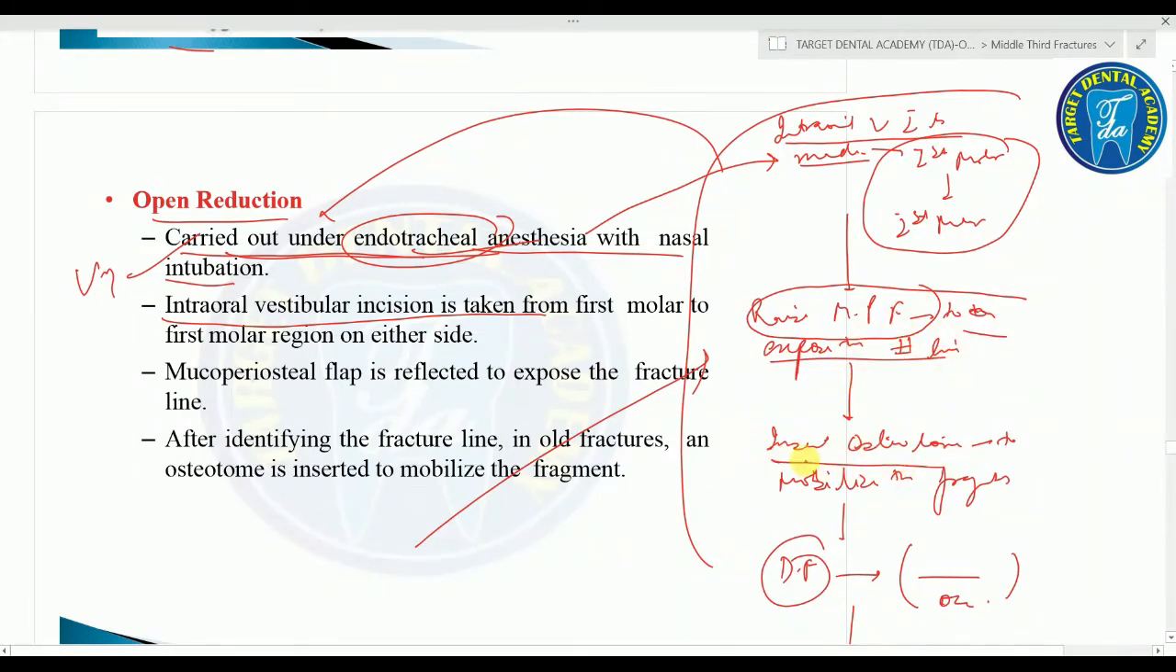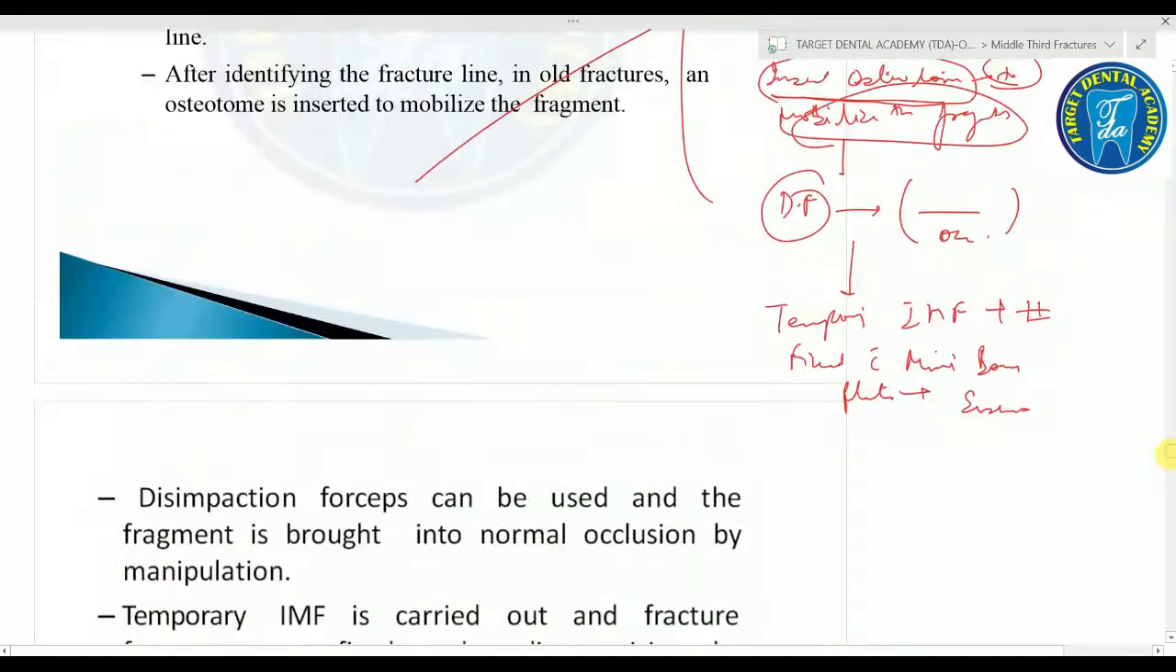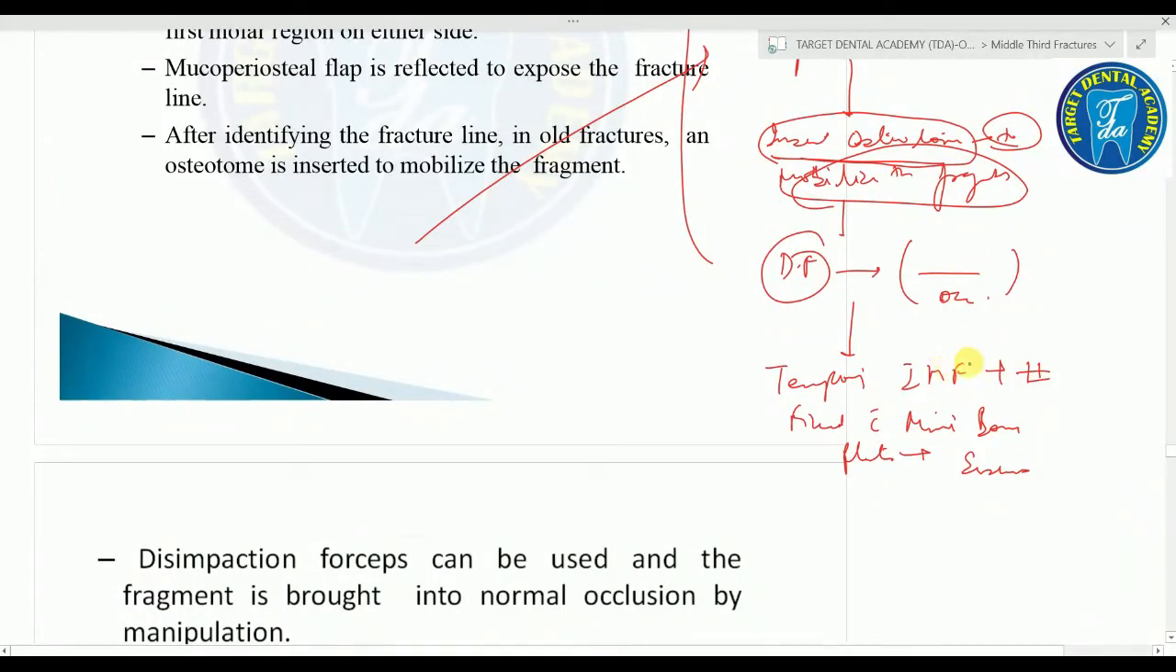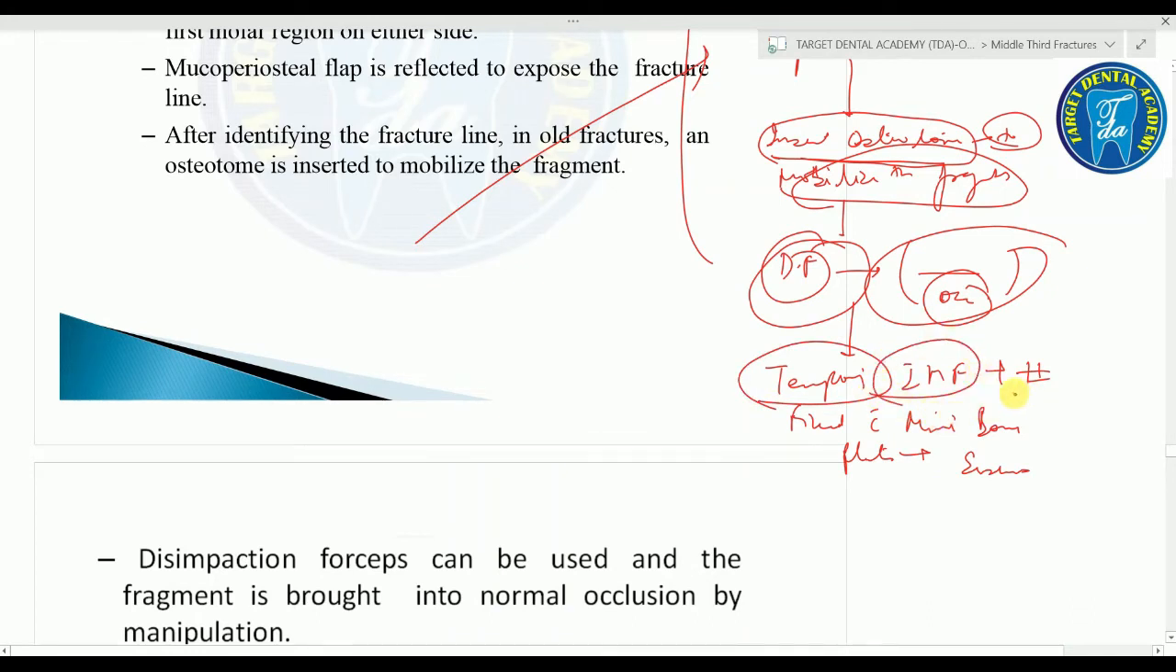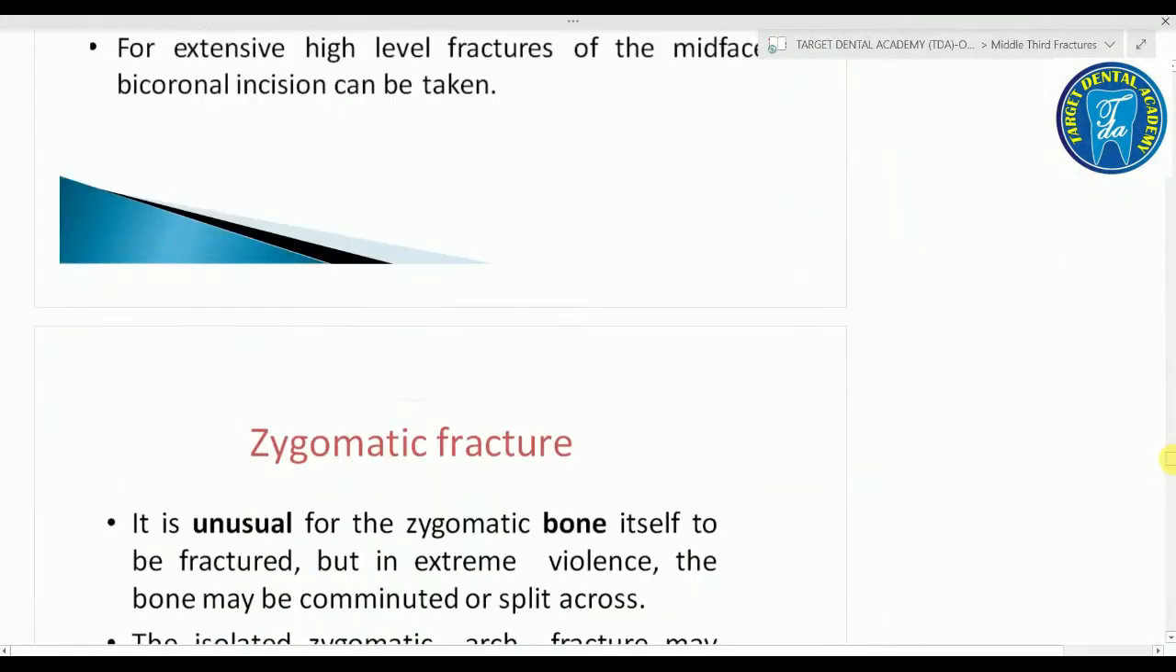After exposing the fracture line, you need to insert the osteotome to mobilize the fragments. After mobilizing the fragment, you use the expansion forceps to bring the two segments into occlusion. Then, at the last, you need to do the temporary intermaxillary fixation, and the fracture segments are fixed with the help of mini bone plates or screws. So this completes the open reduction technique.